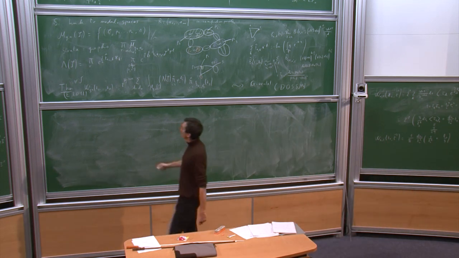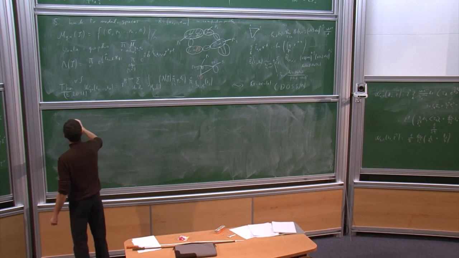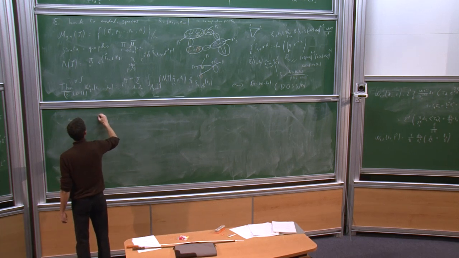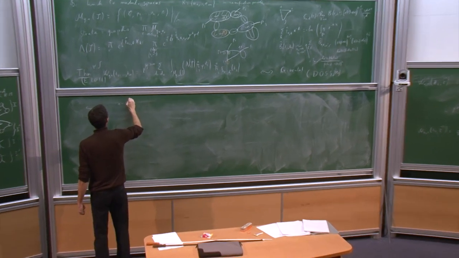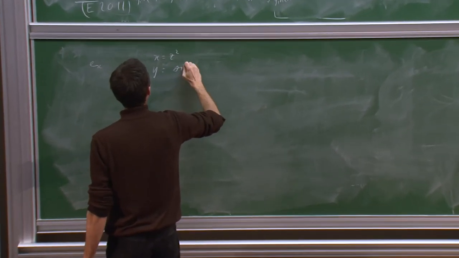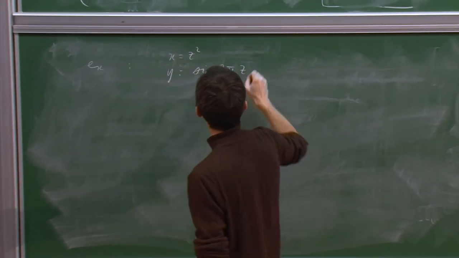Let me just show you a very quick application. So, for example, take the curve x equals z squared and y equals sine 2 pi z.